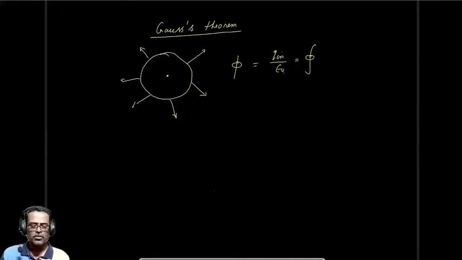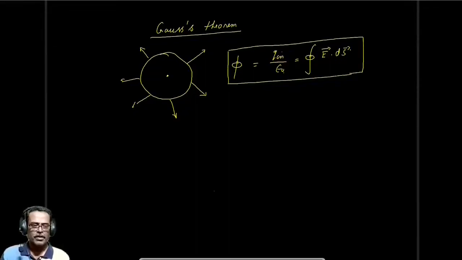It can be written as phi, the closed surface integral symbol, of E dot dS equals Q in by epsilon 0. This is the complete form of Gauss's theorem. Now let us prove that.